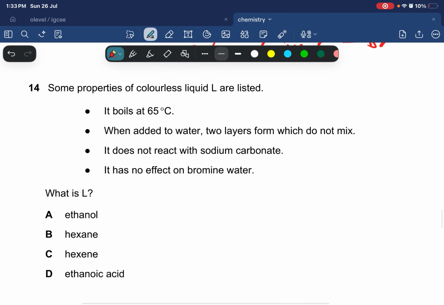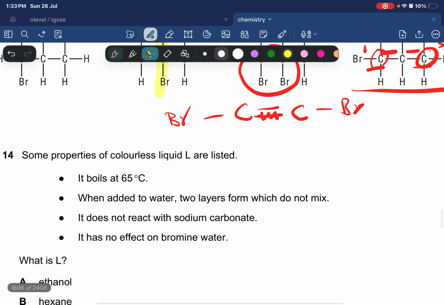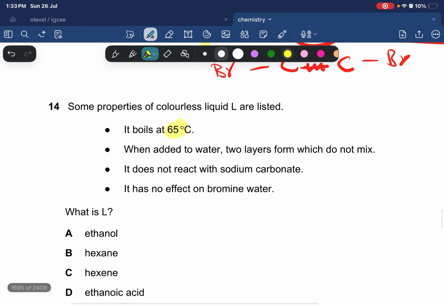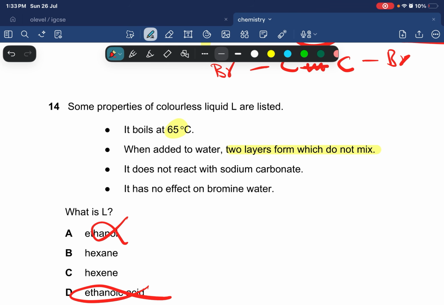Next, some properties of a colorless liquid L are listed. Okay. L boils at 65 degrees Celsius. Good. When added to water, two layers form which do not mix. It does not mix with water. It cannot be an alcohol. Alcohols always mix. It cannot be an acid. Acids always mix, well, sometimes. It does not react with sodium carbonate. It definitely cannot be an acid because acids react with carbonates to form carbon dioxide. It has no effect on bromine. If it has no effect on bromine, then it cannot be an alkene. Hexene is an alkene. It has to be hexane.